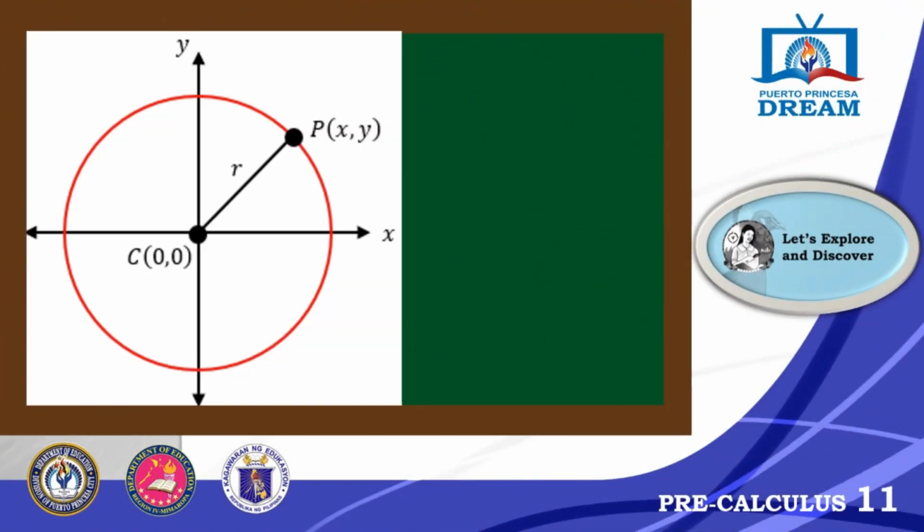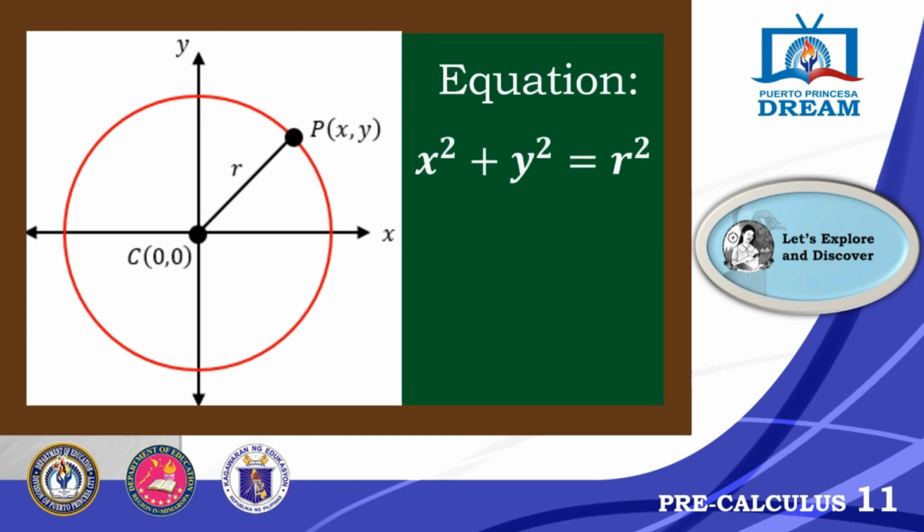The equation of a circle is identified when it is graphed on a Cartesian plane. From this illustration, a circle is graphed on a Cartesian plane where the center is at the point of origin, 0, 0. We can also see that radius, r, is the distance from the center to a random point of the circle, represented by the coordinates x, y. If the circle is graphed in this manner, the equation is x squared plus y squared equals r squared, which is called the standard form.